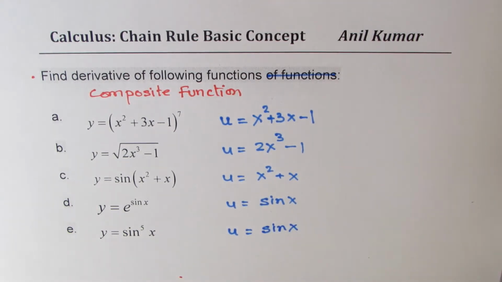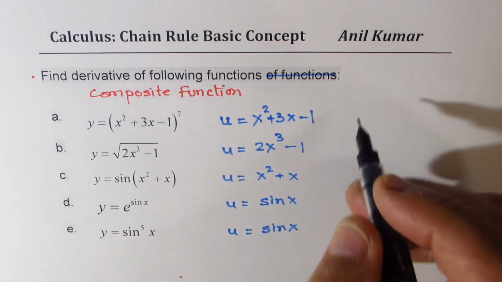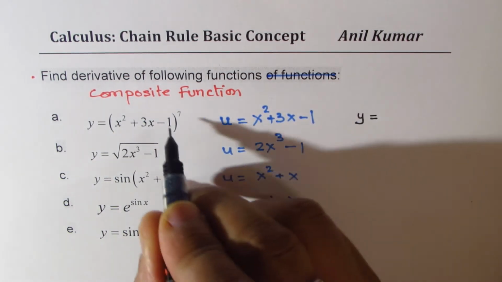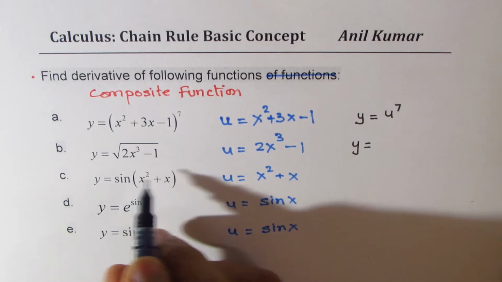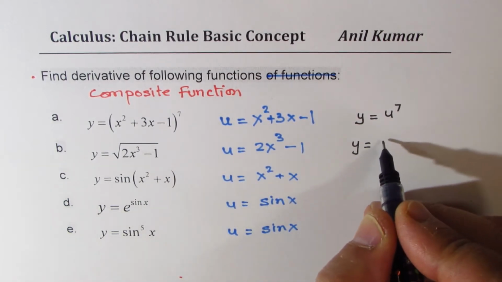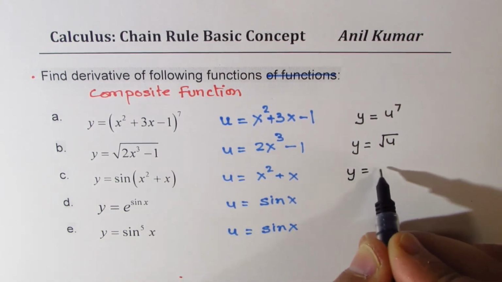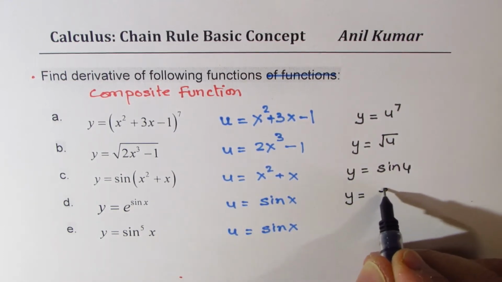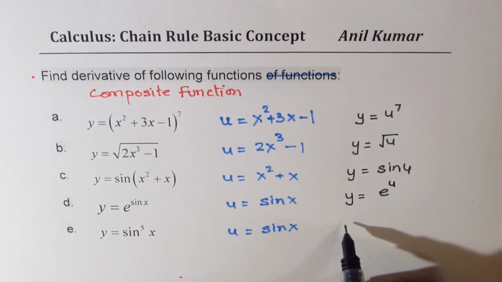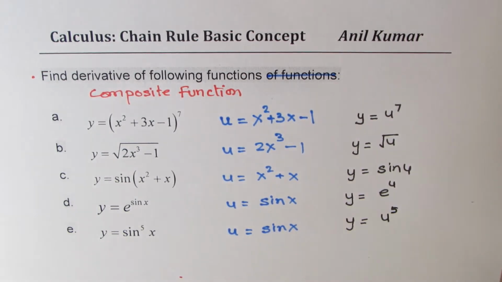So if you do that, how can you rewrite the function? That is what we'll see now. If u is defined as this, see how y can be written. Now we could write y as u to the power of 7. In this case, y could be written as square root of u. Here we can write y as sine u. In this case, we can write y as e to the power of u. And in this particular case, we could write y as u to the power of 5. Do you get an idea?